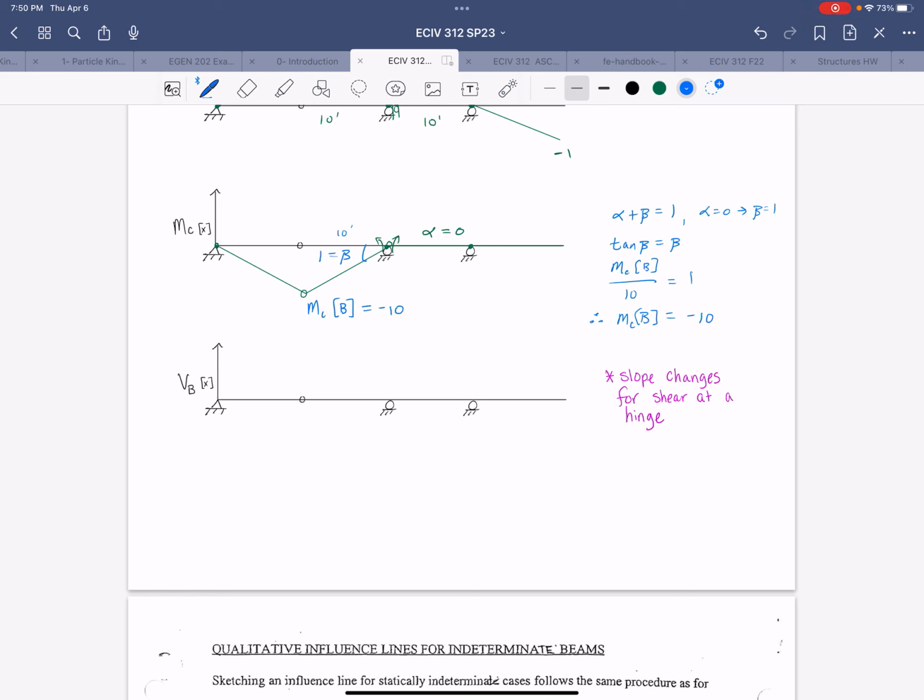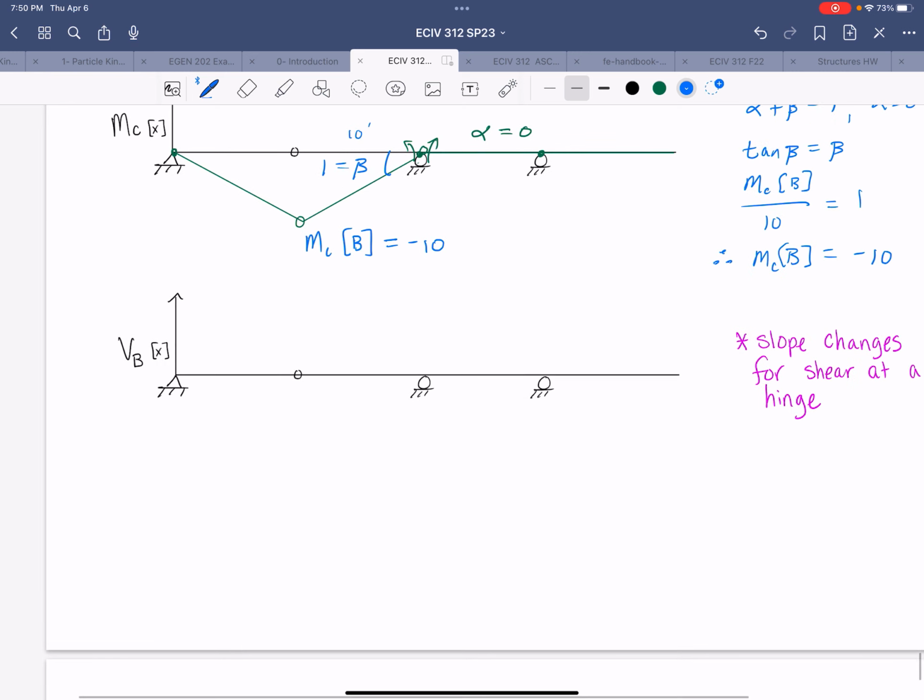All right, and then last one, shear at B. B is the hinge. So this one is a little bit weird, because now we already have a hinge, so it can rotate, and then we're adding a roller guide so it can displace vertically. All right, we're going to force the right side up and the left side down.